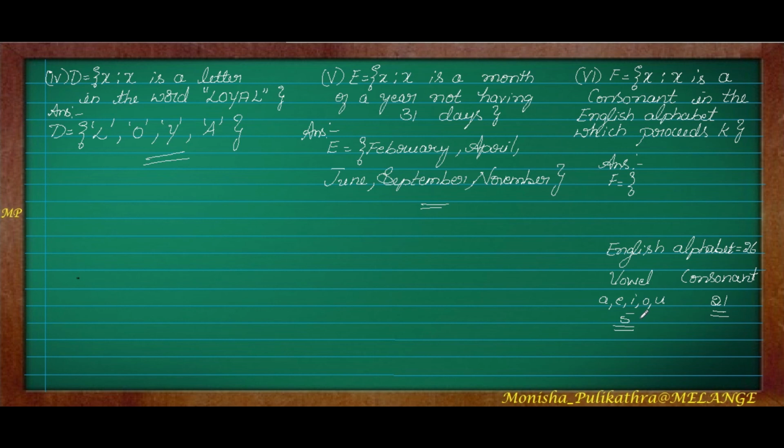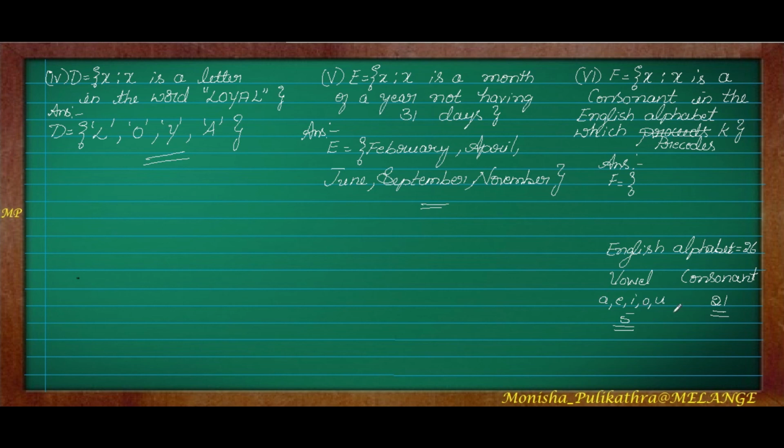But what they have given is, x is a consonant in the English alphabet which precedes K. Sorry, don't write proceed. It is precede. So precedes K means all the consonants which come before K. Succeeds means the next number. Precedes is the one which comes behind K, all the consonants.